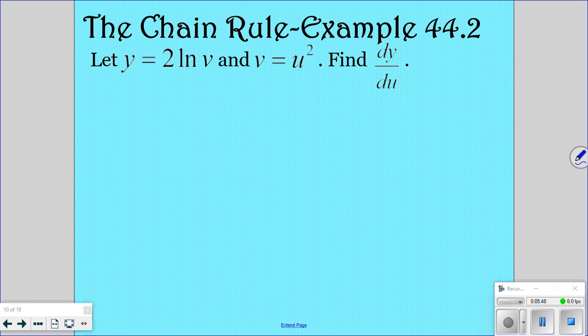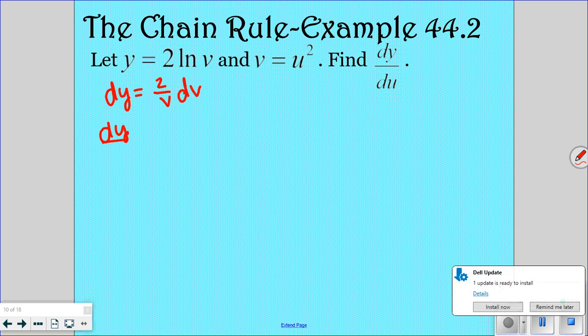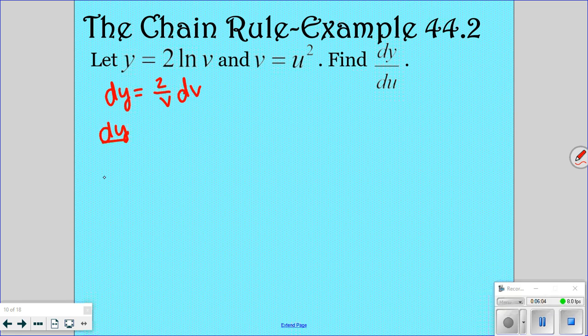All right, so looking at this one. We're going to practice using chain rule. So dy is going to be 2 over v dv. So dy over dv equals 2 over v. And then dv equals 2u du.